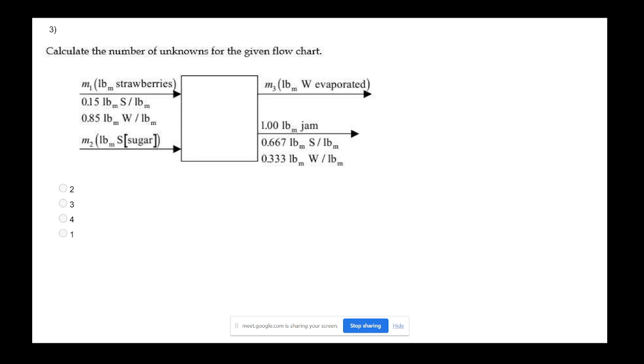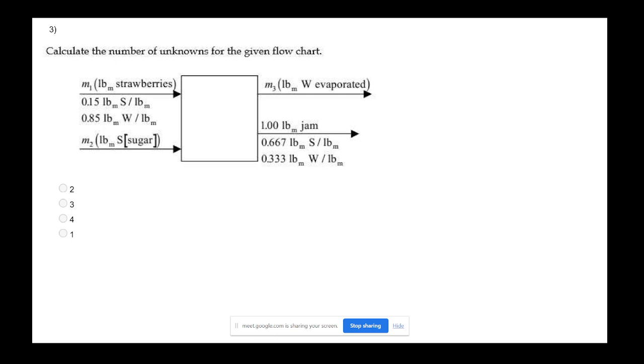Next is, calculate the number of unknowns for the given flowchart. So this is the step that is usually done for calculation of degrees of freedom. Okay. So for this case, you do not need to find out the number of unknowns. You just need to calculate the number of unknowns.